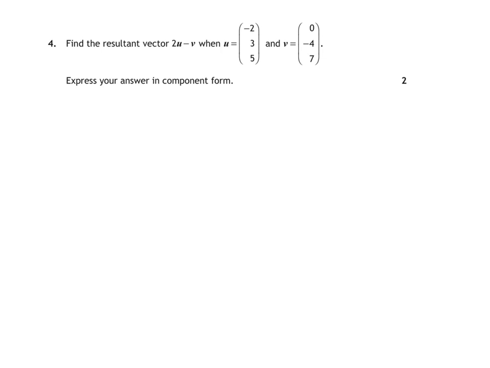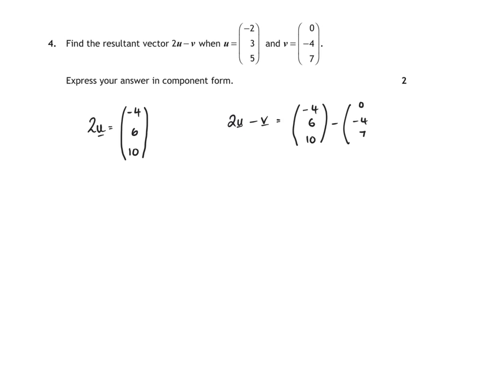Okay, so for this question, because we've been asked to find 2u, I would always start with finding that answer separately. So if u is minus 2, 3, 5, all we have to do is multiply each of those numbers by 2 to find 2u. So 2 times minus 2 is minus 4, 2 times 3 is 6, and then 2 times 5 is 10. Okay, so then we can do our question. So we have 2u take away v. So we're going to have minus 4, 6, 10, take away 0, minus 4, 7.